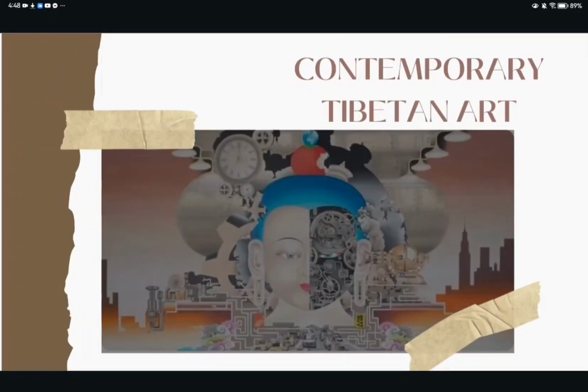While rooted in tradition, Tibetan art continues to evolve. Contemporary artists blend traditional techniques with modern influences, exploring new themes while maintaining a connection to the cultural and spiritual essence of Tibetan art. Buddhism plays a central role in Tibetan art, serving as both inspiration and subject matter. Artistic expressions are not mere decorations, but profound vehicles for conveying Buddhist teachings, fostering spiritual contemplation, and facilitating meditation.